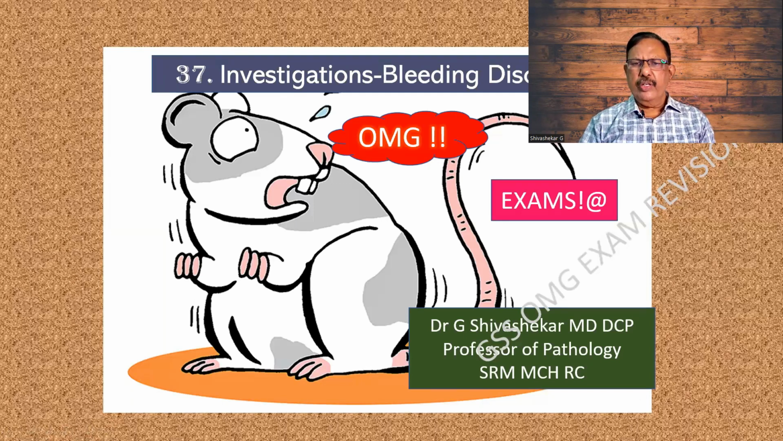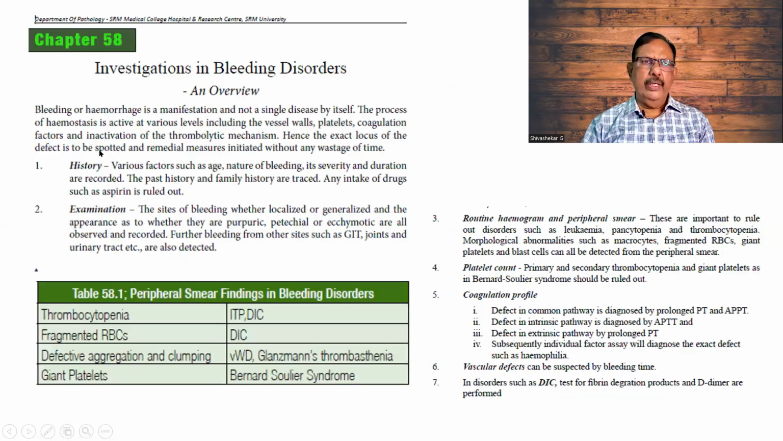Investigations in bleeding disorders. This is a huge topic, and it is more for postgraduate analysis. But I would like you to have an idea about it. I would like you to go through the major subheadings. You'll have to go through the history: what is the type of bleeding, whether there is a family history, intake of drugs, etc.